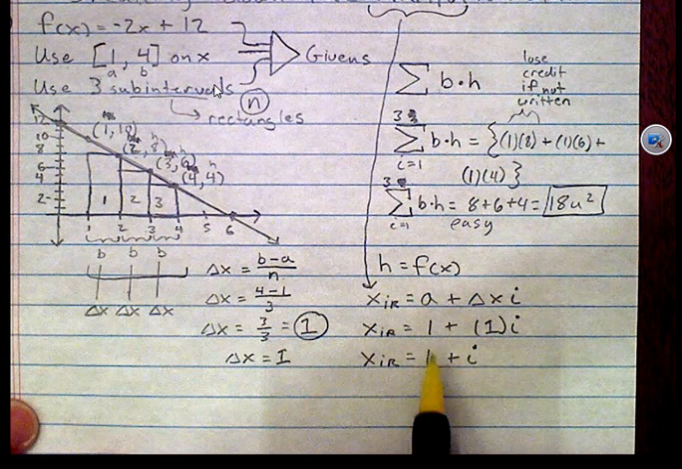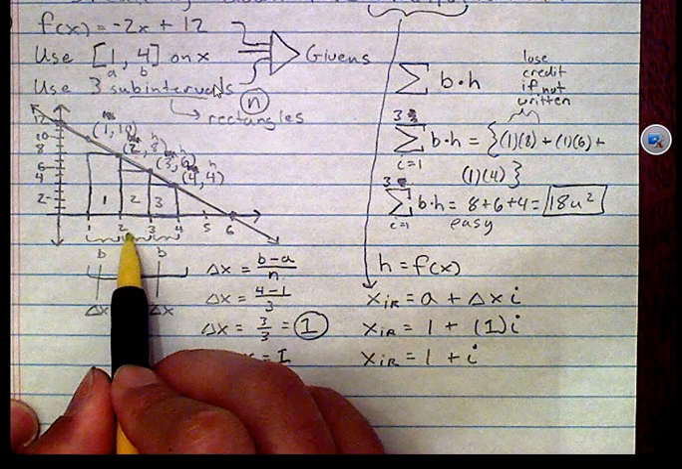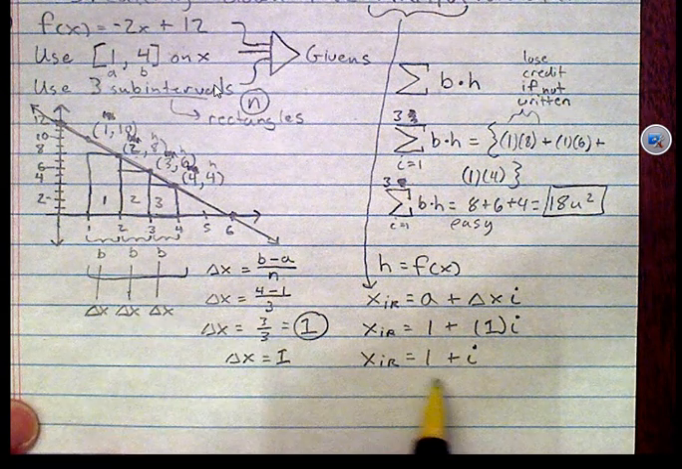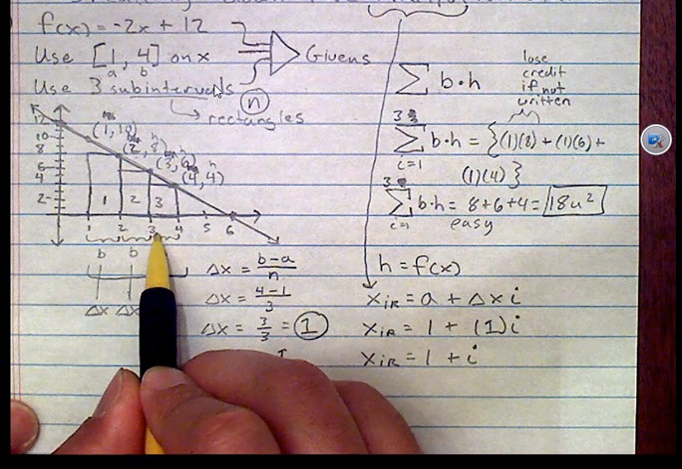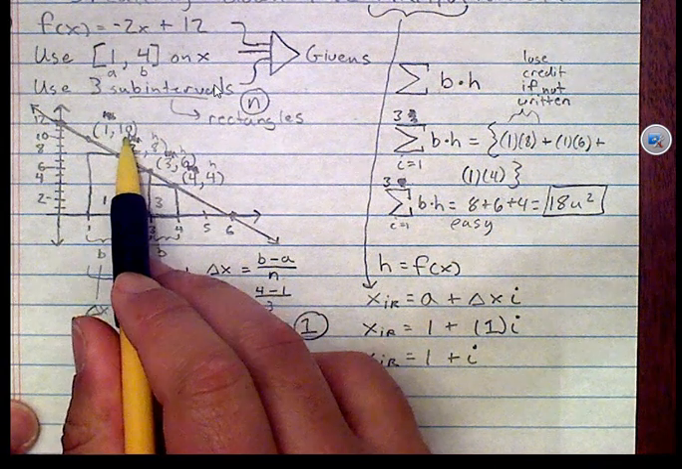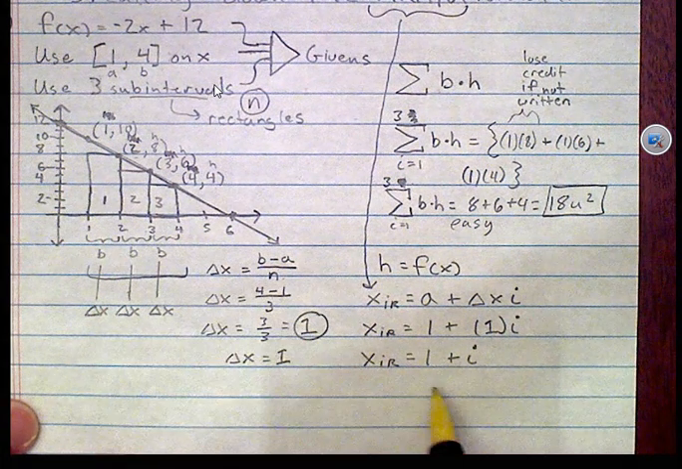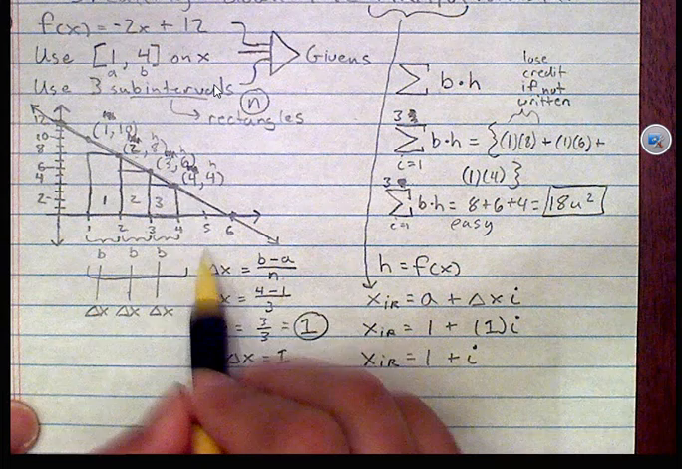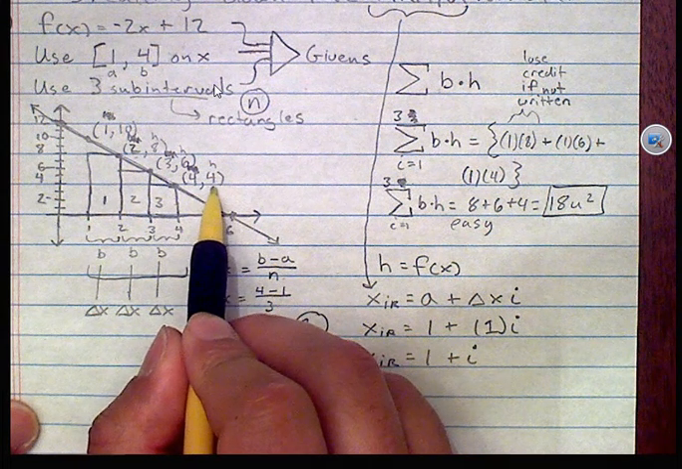Well, what about the second x? So I plug in 2. 1 plus 2 is 3. That's the second x because it matches up with the second y. I didn't care about this 10 because it's not part of my problem. So what's the third x? 1 plus 3 is 4. Does that match up with the third x? Yes. And if I plug it in, it gets the third y.